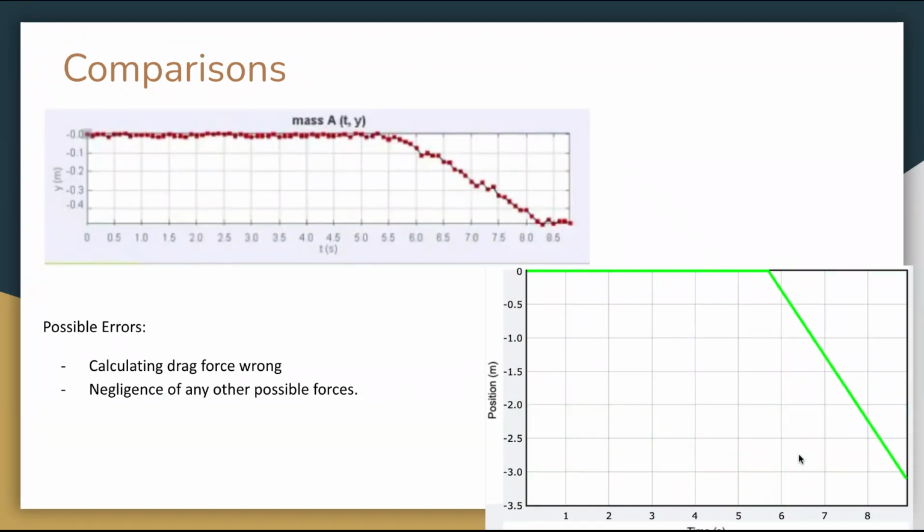But over here in our computational model, it says that it would start closer to 6 seconds rather than 5.5. Possible errors here are that calculating the drag force may have been wrong because we estimated what the B value would be, and negligence of any other possible forces that we may have overlooked in the experiment.